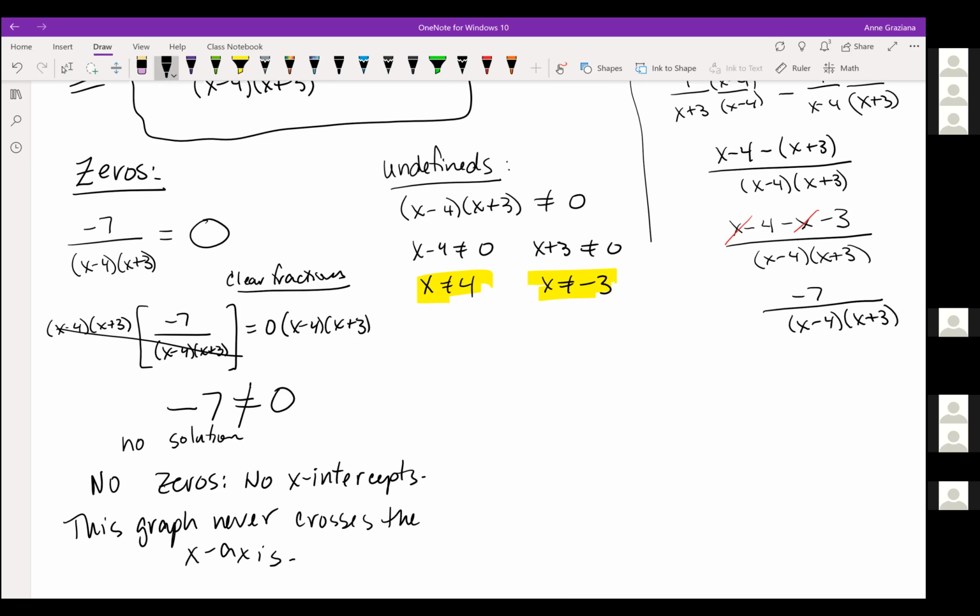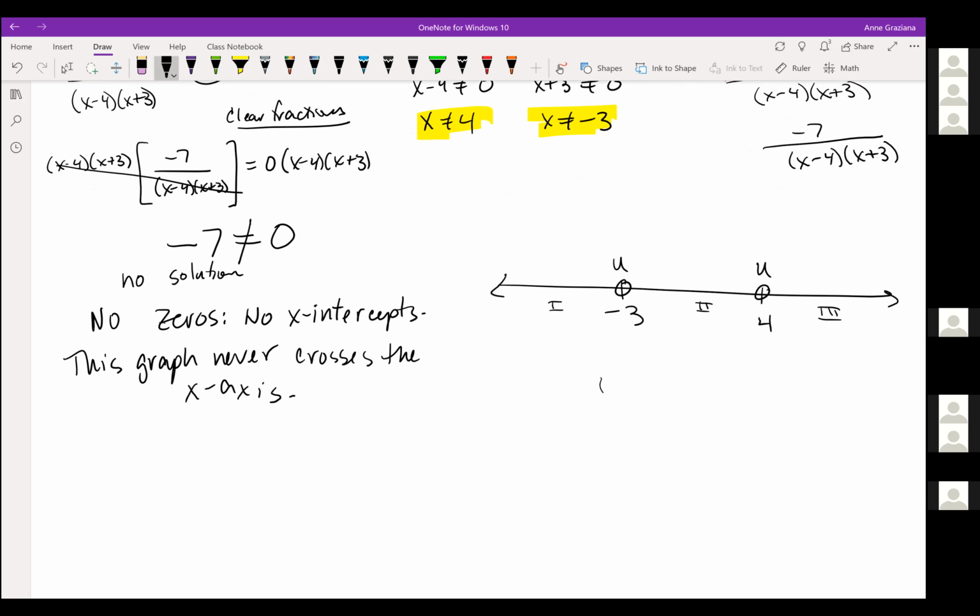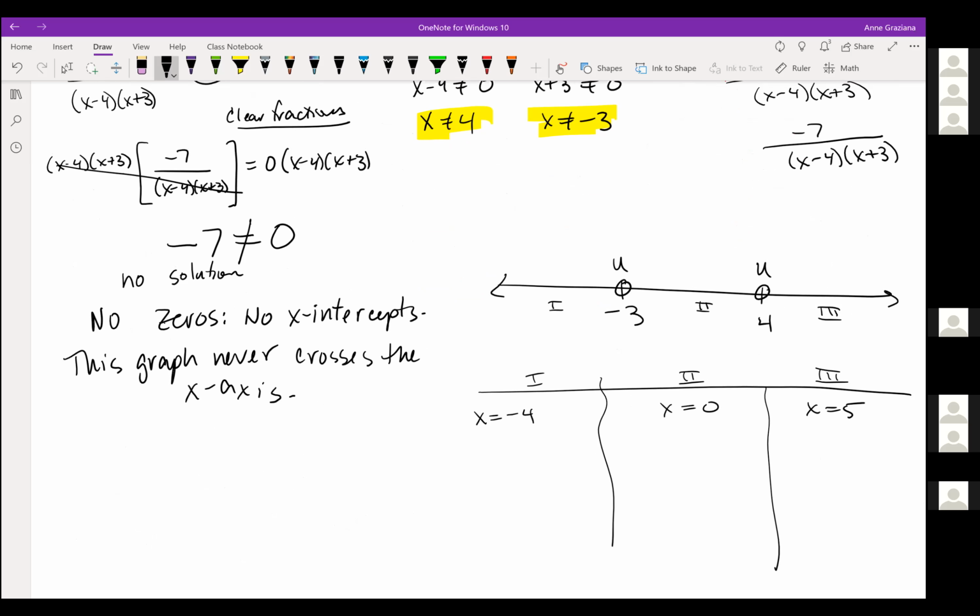All right. So now we're going to do our sign chart. And the only thing I have to put on here are my undefines. And they're never included. Okay. Doesn't matter. We don't even need to look at the inequality. They're just not included. All right. Now there's 3 regions here. And I'm going to show you guys something a little bit different. So I'm going to pick x is -4, x is 0, and x is 5. Those are the 3 we're going to check.